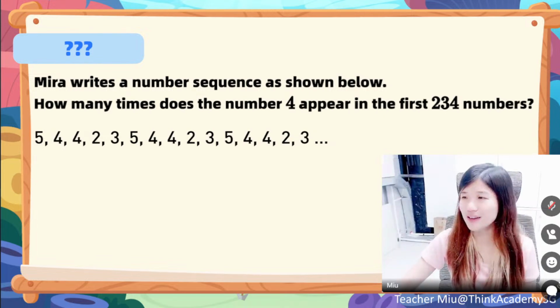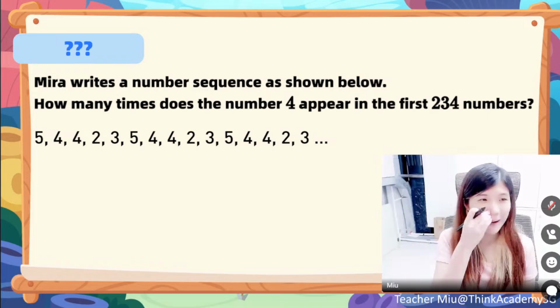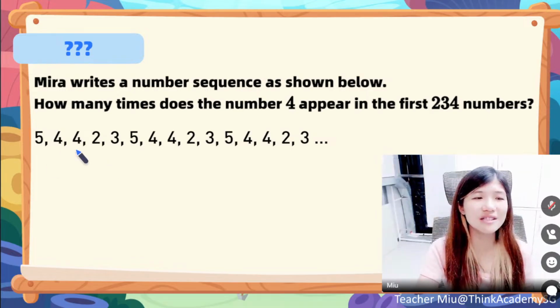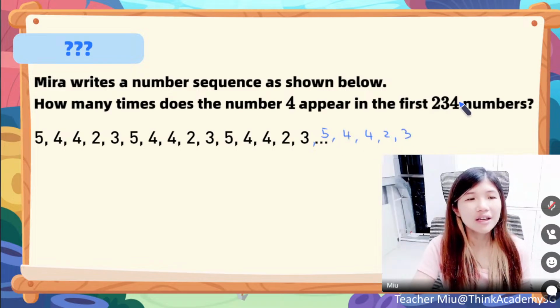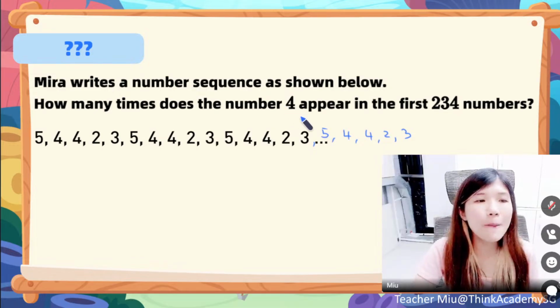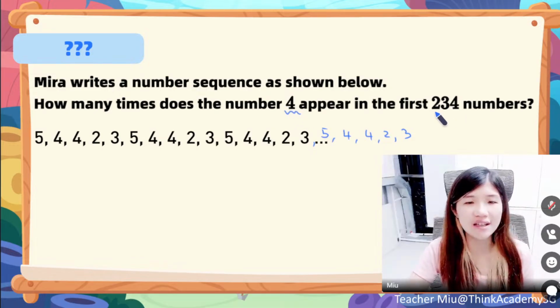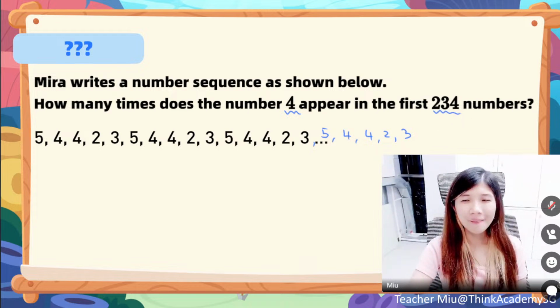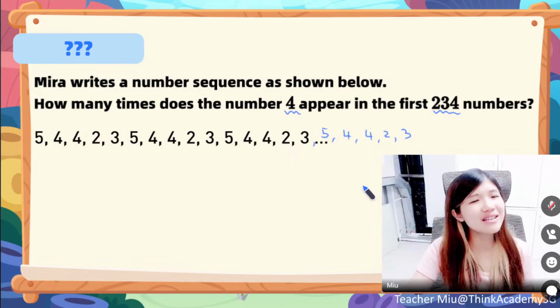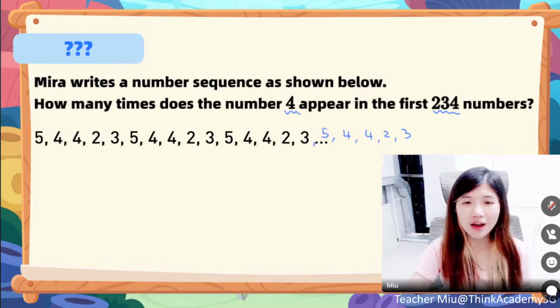What about this one? This one is more crazy, right? It says Mira writes a number sequence as shown below, like 5, 4, 4, 2, 3, 5, 4, 4, 2, 3, and so on. Continue, make a guess. What next? Now the question is asking, how many times does number 4 appear in the first 234 numbers? Ooh. You might say, Miu, I think this is rather like a page problem.